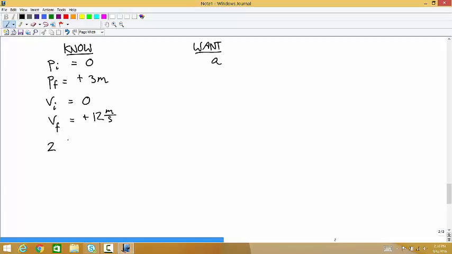So 2 times A times (P final minus P initial) is equal to V final squared minus V initial squared. That's just 0 squared. And if you multiply these out, you get 6 meters times A is equal to, you have to square everything in here, so 144 meters squared per second squared.